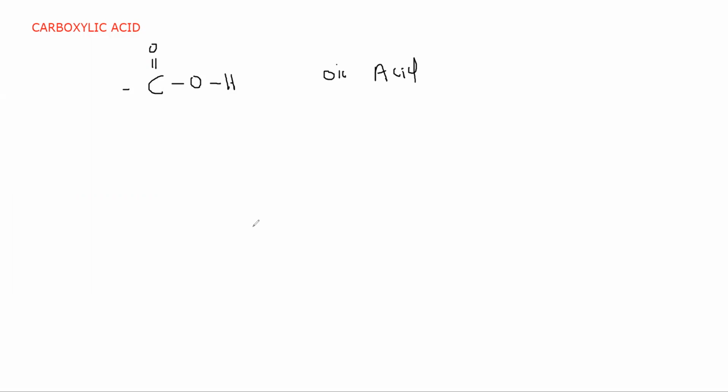And for carboxylic acid, you don't have to number because this is always our first carbon. There are branched carboxylic acids as well, but that will be complicated for O levels. So in O levels, you will find only straight chain hydrocarbons. Sorry, straight chain carboxylic acids.